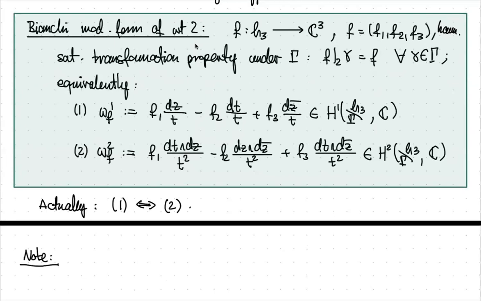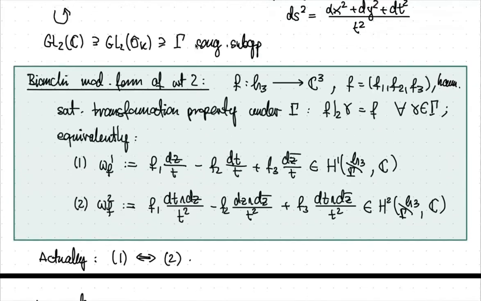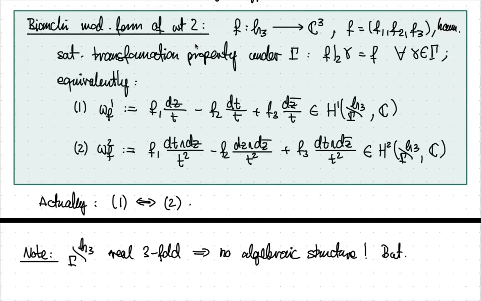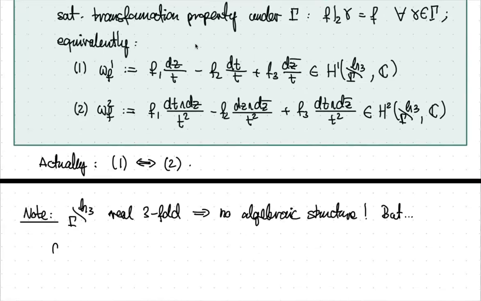This quotient, so I just said it, H3 has real dimension 3, so this is a real threefold. And so it cannot possibly have an algebraic structure. I mean, if it was a variety over Q and you looked at its C points, that would be even dimensional. So it cannot be the C points of an algebraic variety. Okay, but nonetheless, there is a way to associate Galois representations to these things.